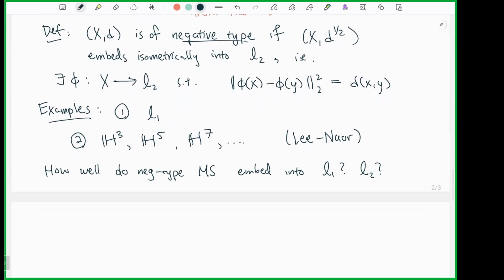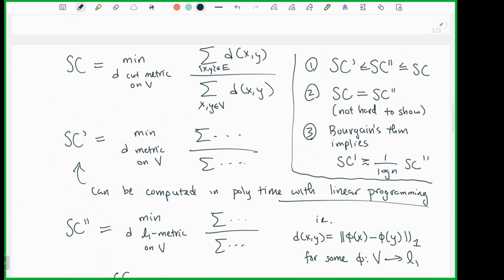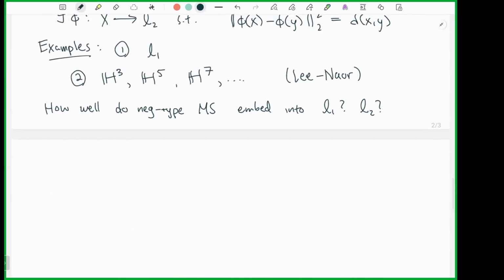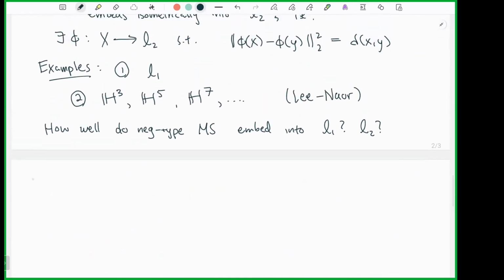For the computer science application, we want L1 because of this property here, that minimizing over cut metrics is equivalent to minimizing over L1 metrics. So we care about how well it embeds into L1. I guess just one remark, which I haven't mentioned yet, is that if you have any finite subset of L2, it embeds isometrically into L1, or I guess L2 itself embeds isometrically into some L1 space.